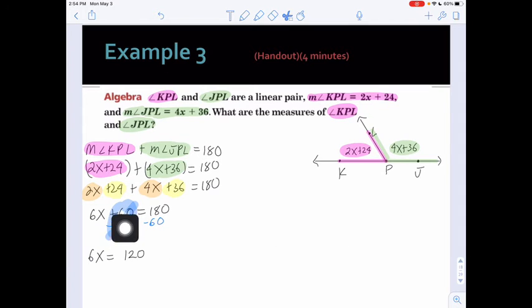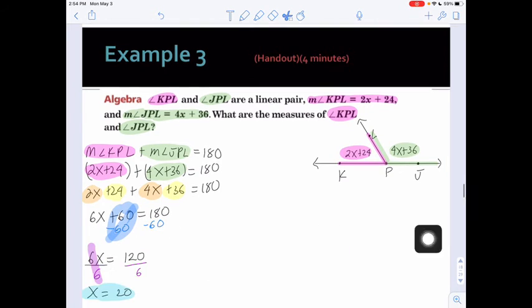To get x by itself, we can start by subtracting 60 on both sides. 60 minus 60 is a zero pair, which leaves us with just 6x on the left, and 180 minus 60 is 120. Now we can divide both sides by 6. 6x divided by 6 gives us just 1x or x. 120 divided by 6 gives us 20.